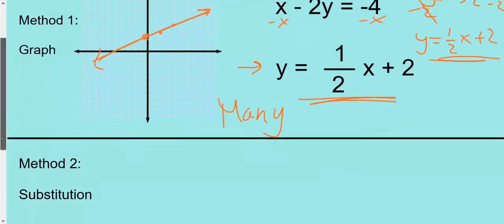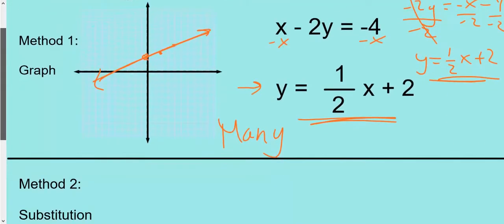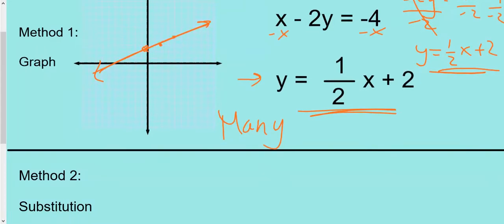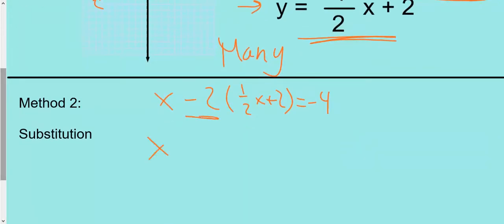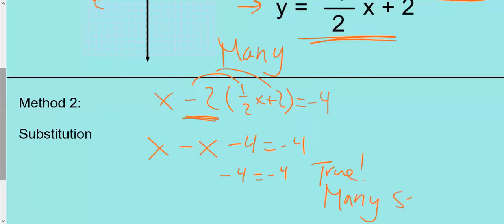And then you could have said, well, why didn't we use substitution? That would be another great option because y is by itself. So I can do x minus 2 times the quantity 1/2 x plus 2 equals -4. And this is the algebraic method. So I'm going to distribute this -2 to both of these. -2 times 1/2 is -x, and then -2 times +2 is -4. So the x minus x is 0, so you end up with -4 equals -4. This is true, and if it's true, it's many solutions. So that's an algebraic method.